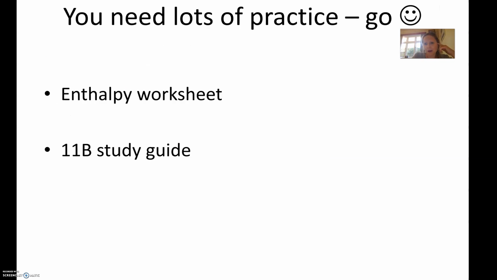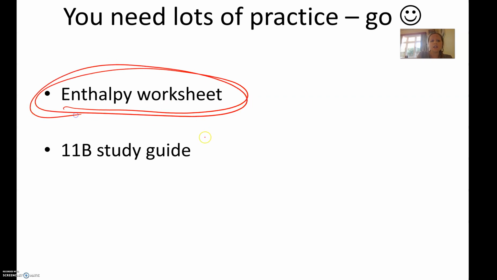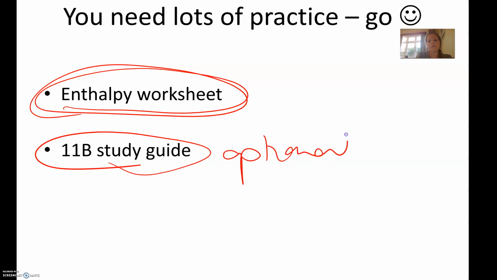So that's pretty much it for these. You basically just need to go through and do a ton of problems. And over today's lesson, you're going to be doing this enthalpy worksheet. The study guide activity is an optional one, but I do recommend doing it to have a go. But yeah, just follow the plan on the OneNote, and we just need loads and loads of practice. Okay, thanks team.